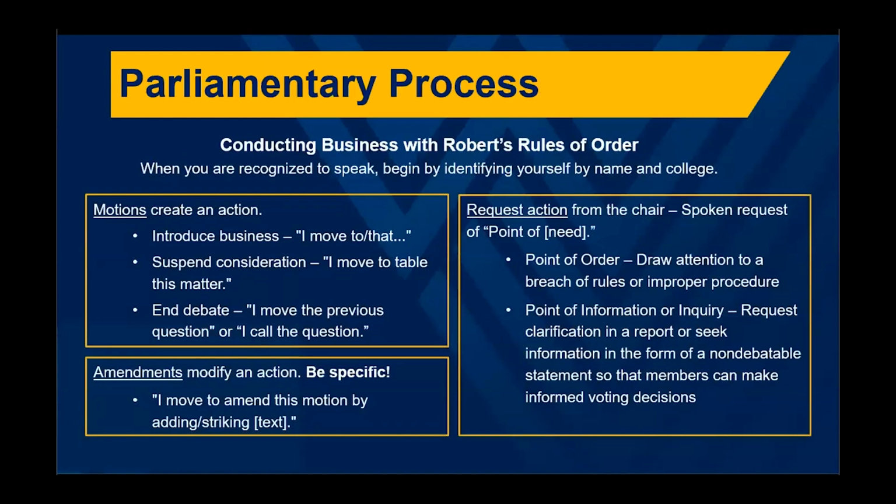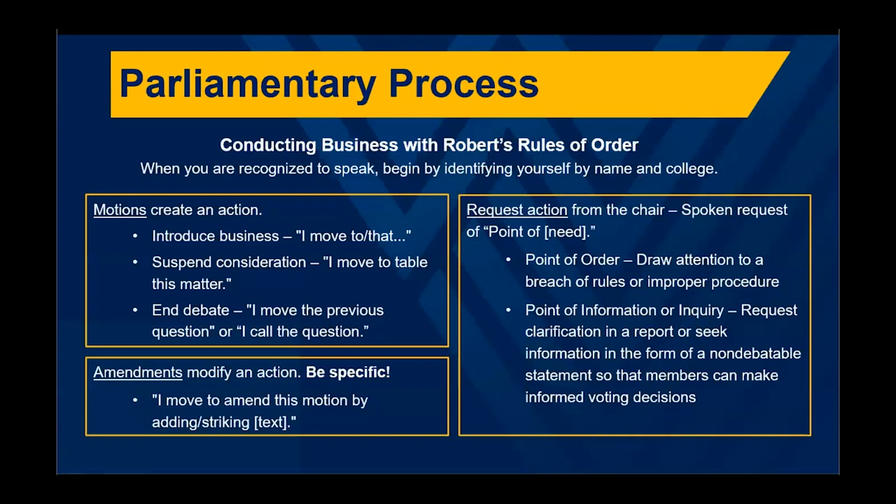The basics of conducting business with Robert's Rules of Order. When I speak of motions, that's basically just creating an action. So, you can say, I move that we pass a resolution that parking should be free on campus, right? You're creating an action for Senate to vote on. Also, if there's a matter that you feel we're not prepared to deal with, you could say, I move to table this matter, which would table it indefinitely. Or you could say, I move that we postpone this item until the next month's meeting.